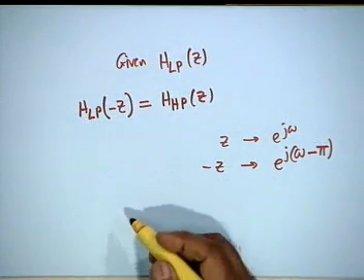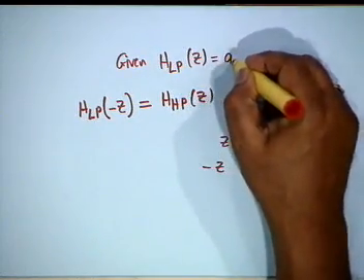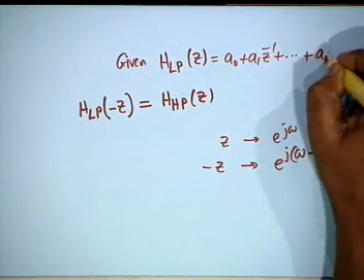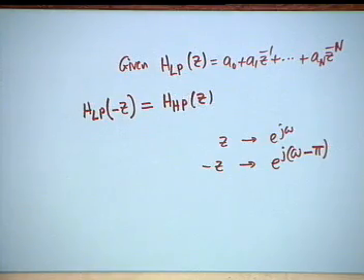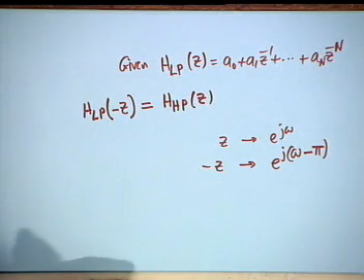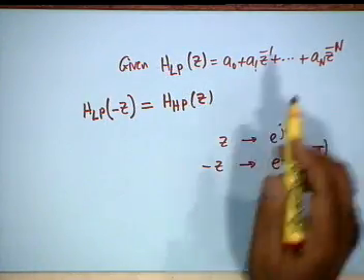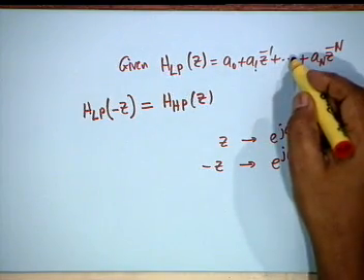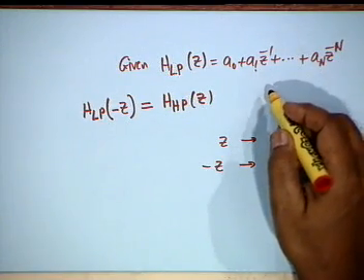In terms of an FIR filter, for example, suppose the low pass filter is A0 plus A1 z inverse plus etc. plus An z to the minus n. Suppose this is the story, then changing z to minus z is also equivalent to changing the sign of alternate coefficients. Isn't that right? The coefficient of z to the minus 2 remains A2, but the coefficient of z to the minus 1 becomes minus A1.